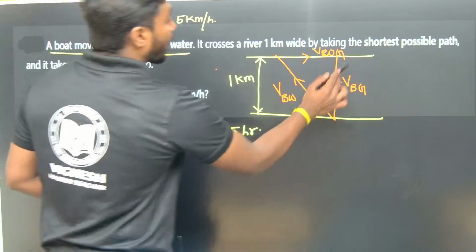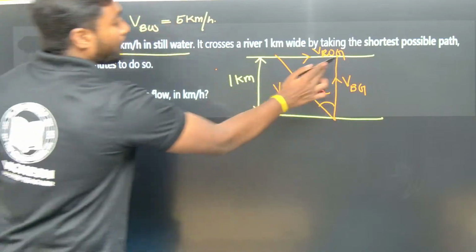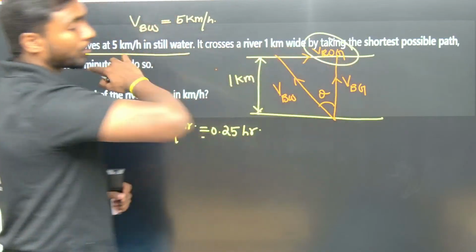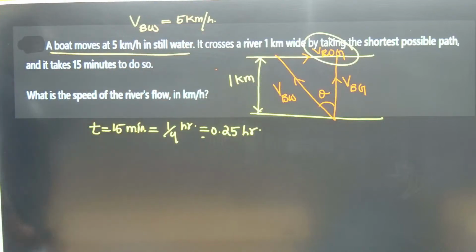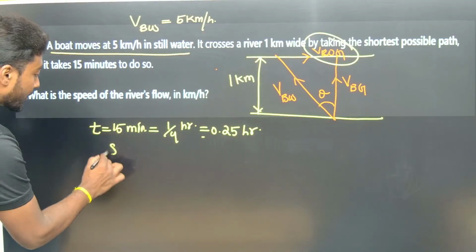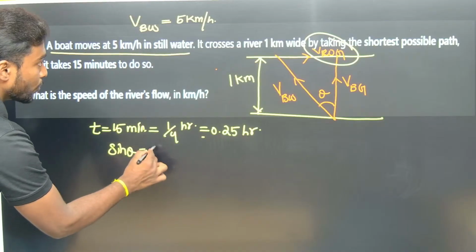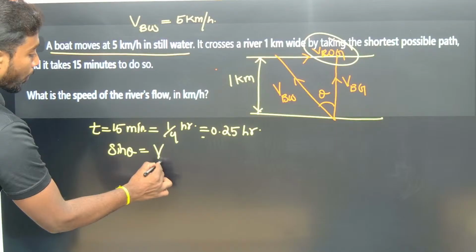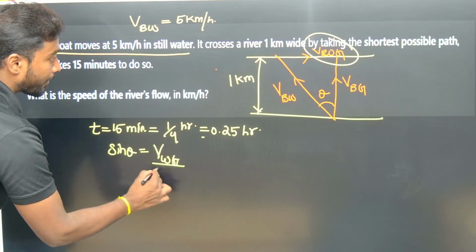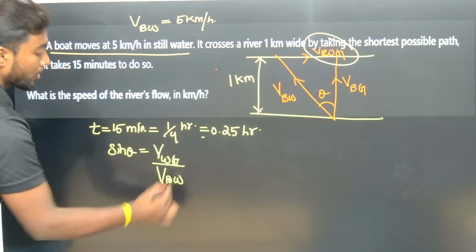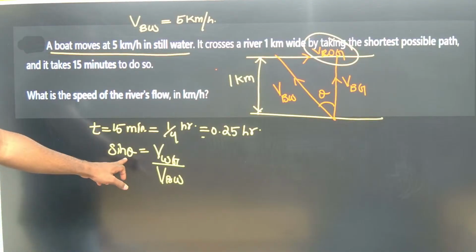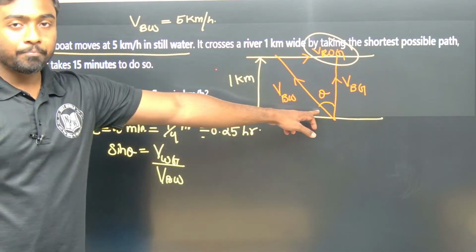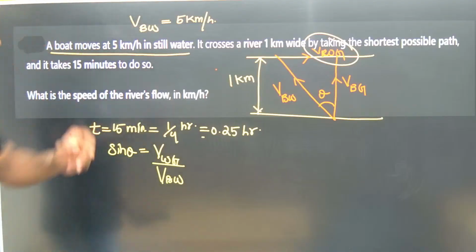They are asking what is the speed of the river flow? Well, that is the velocity of the water with respect to ground. So what I can write now: sin theta is equal to opposite by hypotenuse, velocity of the water with respect to ground divided by velocity of the boat with respect to water. So now theta I need to find first, right?